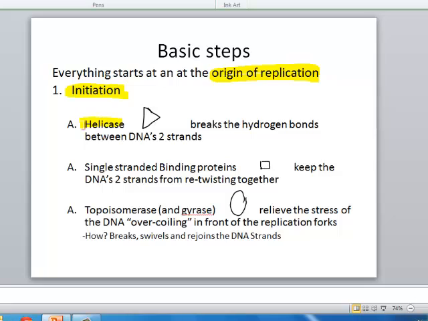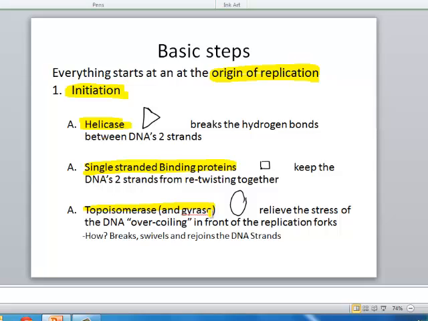So who are our players? We've got helicase, which is going to break the hydrogen bonds between DNA's two strands. We've got single-stranded binding proteins, which keep the DNA's two strands from retwisting together. And we've got topoisomerase and gyrase, which relieves the stress of the DNA's overcoiling in front of the replication fork.